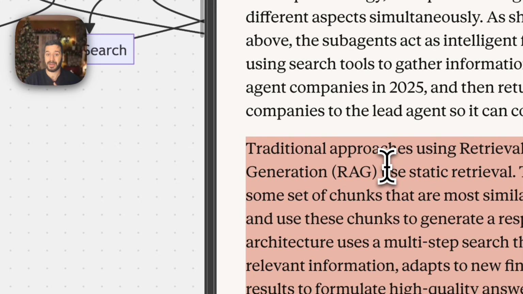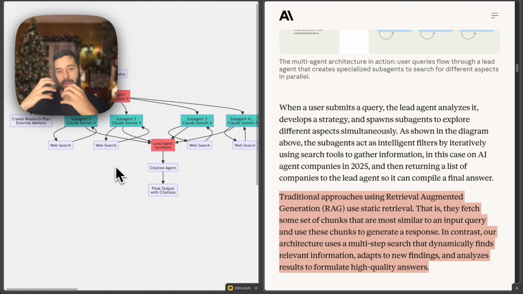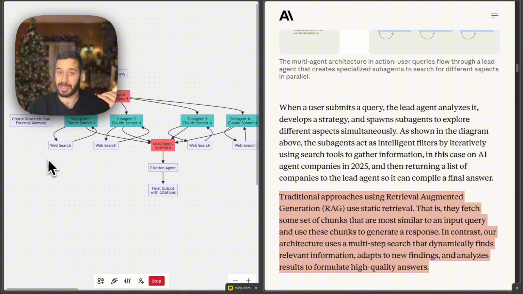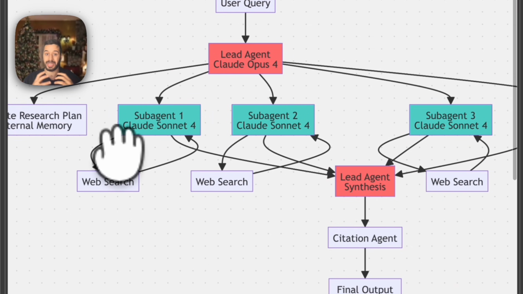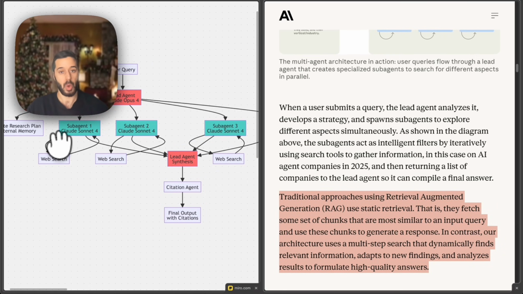Here, they also make a comparison with traditional RAG. So how is this different from RAG? RAG works by taking the user query first, and then it tries to find documents that are semantically similar to the user query, and then it returns these documents. But this approach actually searches the web dynamically and uses interleaved thinking. Interleaved thinking means that the agent will call a tool, get back the result, think and reflect about it, and decide whether to perform a deeper task.